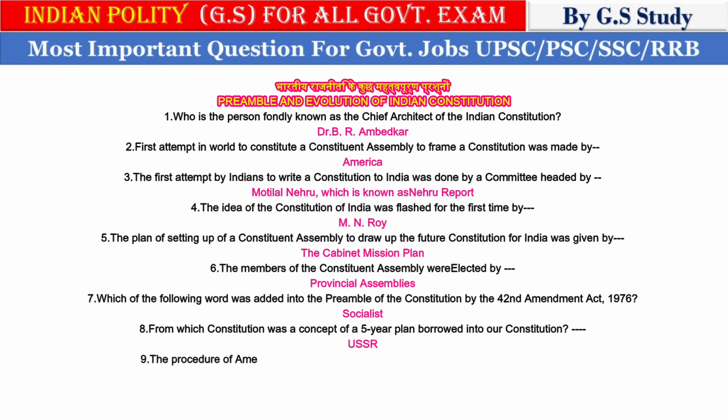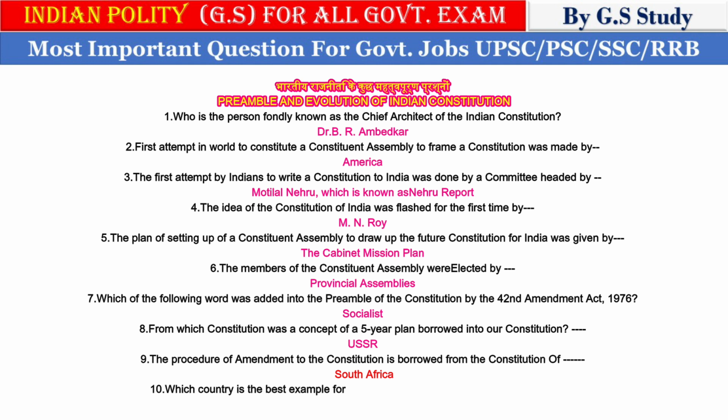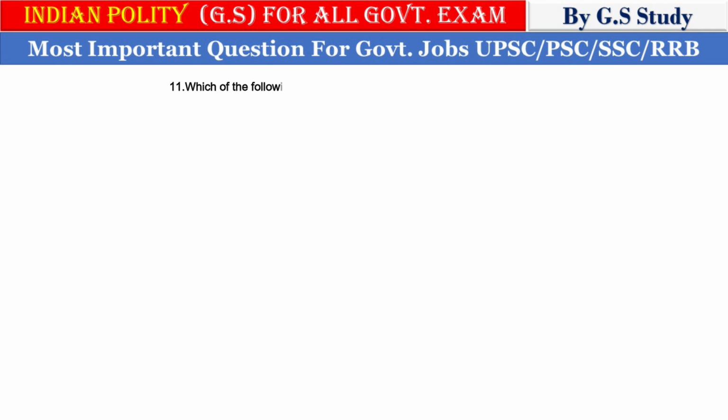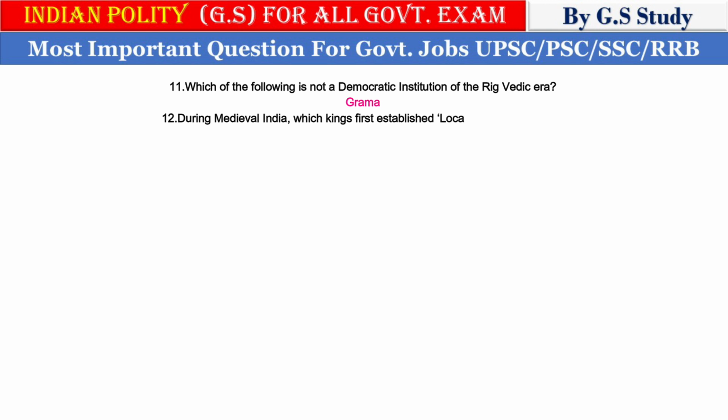The procedure of amendment to the constitution is borrowed from the Constitution of South Africa. Thus, which country is the best example for the federal and unitary governments? America and Britain. 11. Which of the following is not a democratic institution of the Rig Vedic era? Grammar. 12. During medieval India, which kings first established local self-government? Cholas. 13. The East India Company was established in the year 1600.